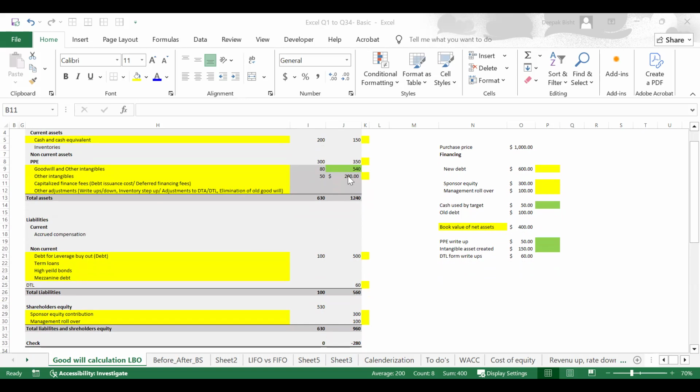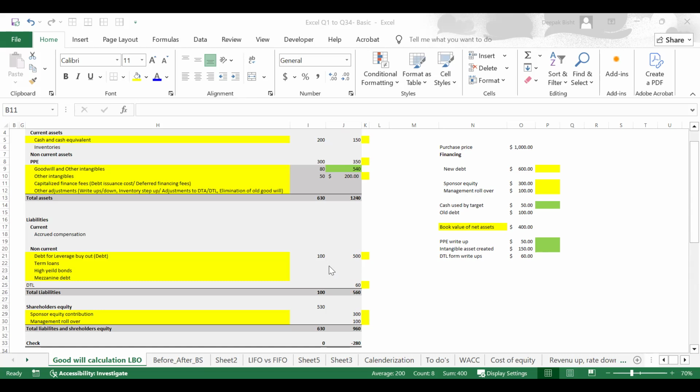So we are only discussing the transactional adjustments, not the full rebuild. And because of this, before and after LBO, total assets do not equal total liabilities and equity, and the accounting reset was not complete inside the after view here.